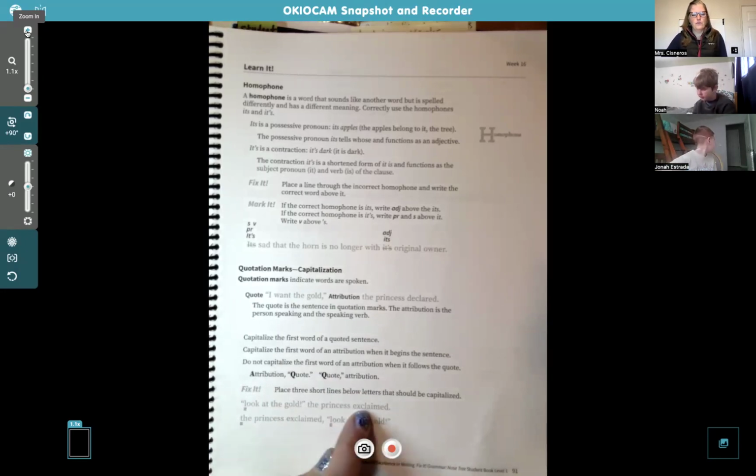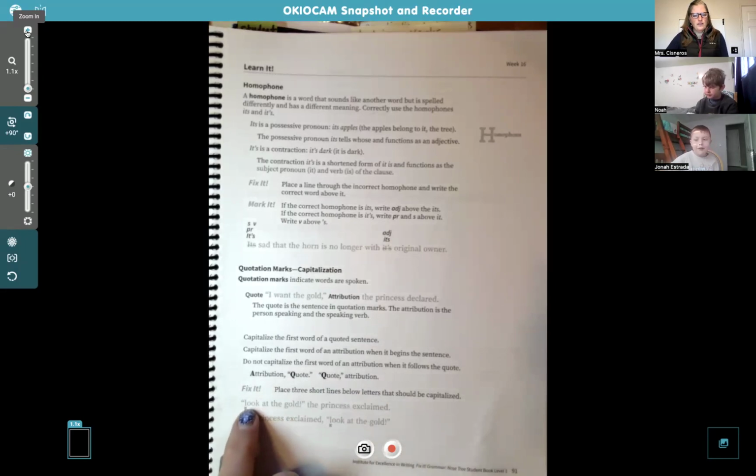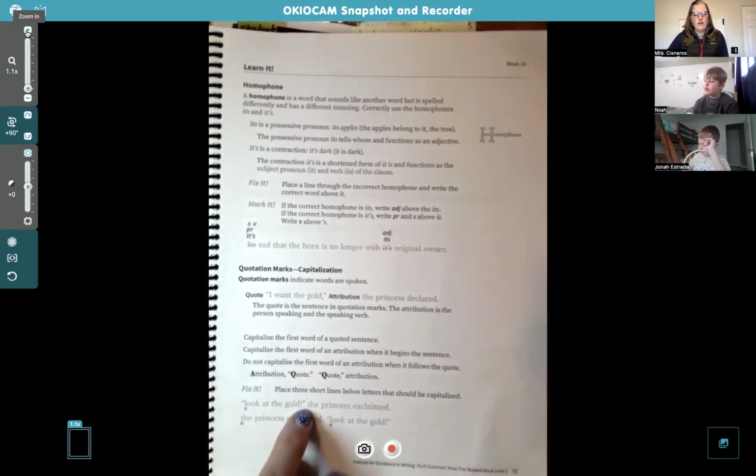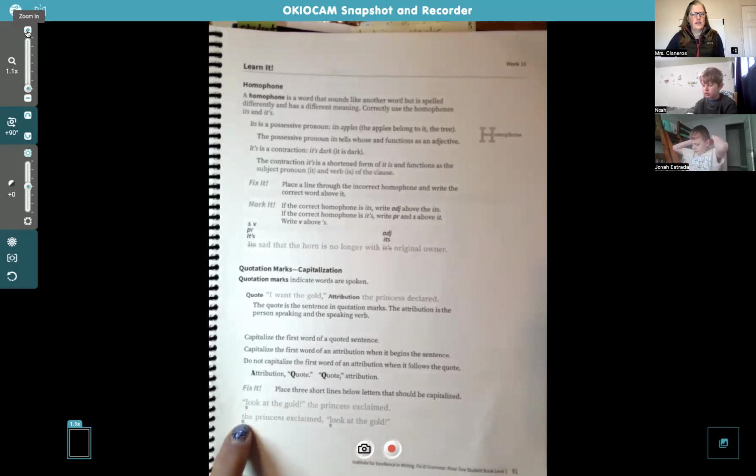Okay, so look at these two examples at the very, very bottom. It says, "Look at the gold," the princess exclaimed. So the quote is coming first here, what she says. It needs a capital. So those little three lines right there show us that's how we mark it in the book. We already do that for other sentences, but that's what you do for a quote too. And then if the attribution comes after, notice the word "the" right here is not capitalized. So if it's after the quote, you don't have to capitalize it. But look at the next one. It's backwards. The princess exclaimed, "Look at the gold." So here it does need a capital.